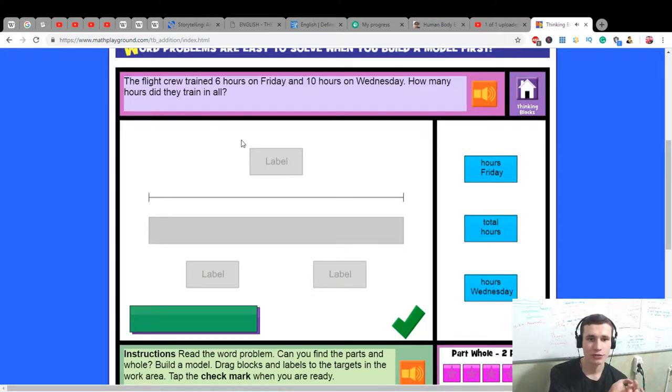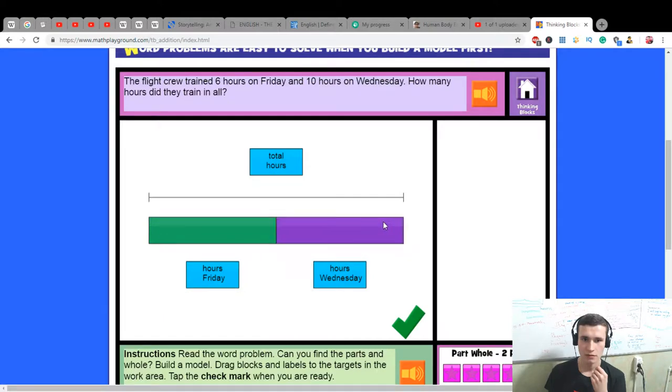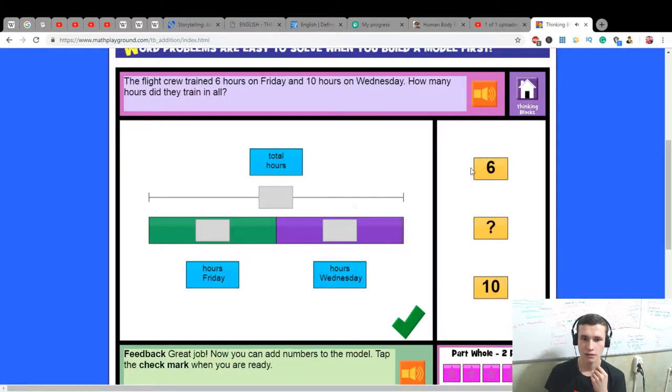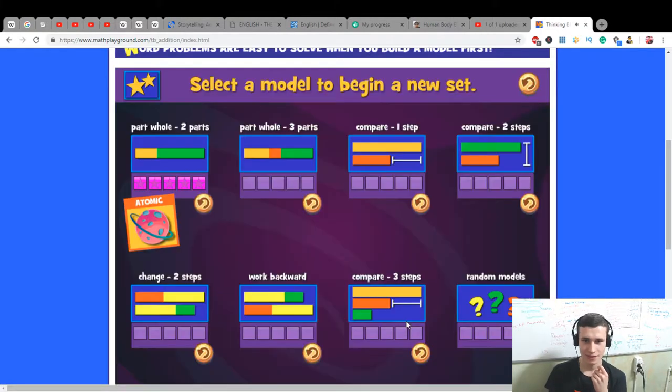The flight crew trained 6 hours on Friday and 10 hours on Wednesday. How many hours did they train in all? 16. Okay. Total hours. Hours Friday, hours Wednesday. Friday 6, 10, and total hours will be 16. Cool! Yes! Select a model to begin a new set, okay.